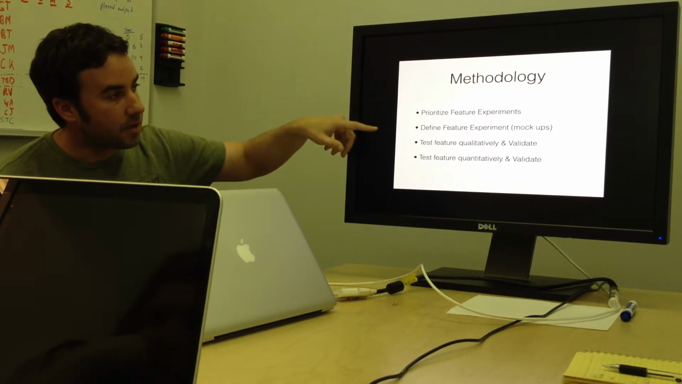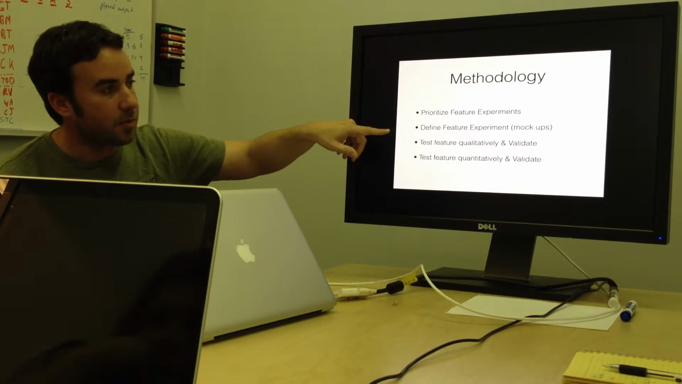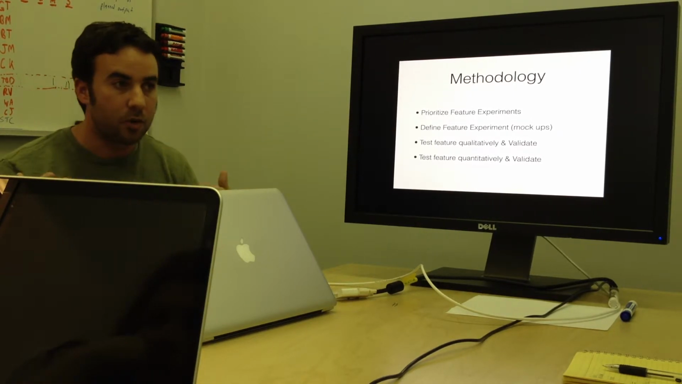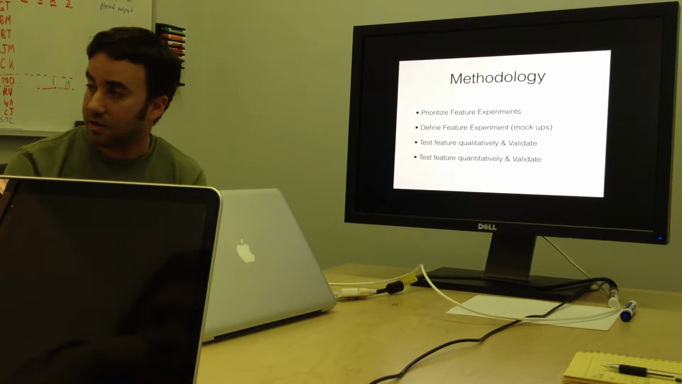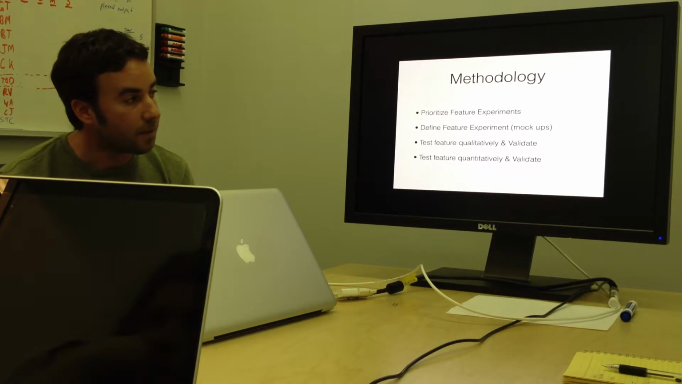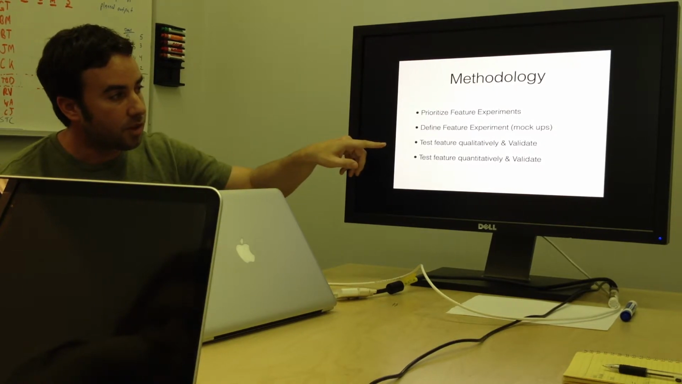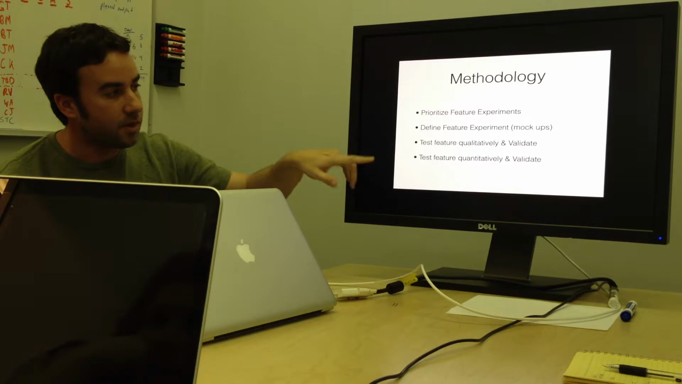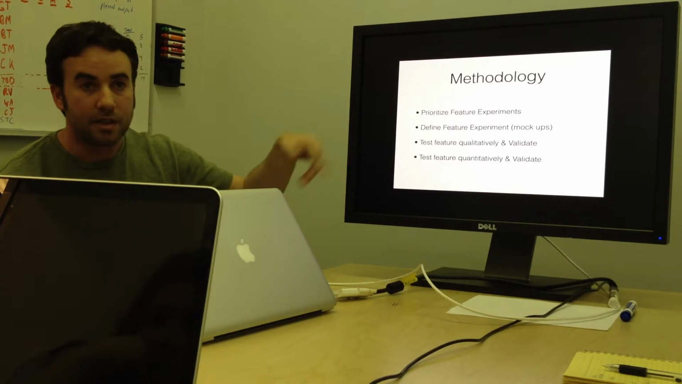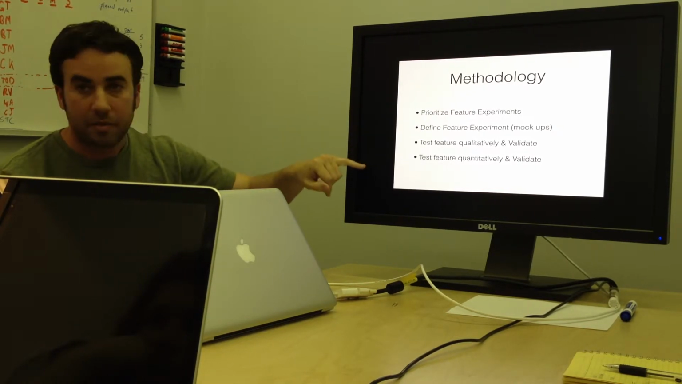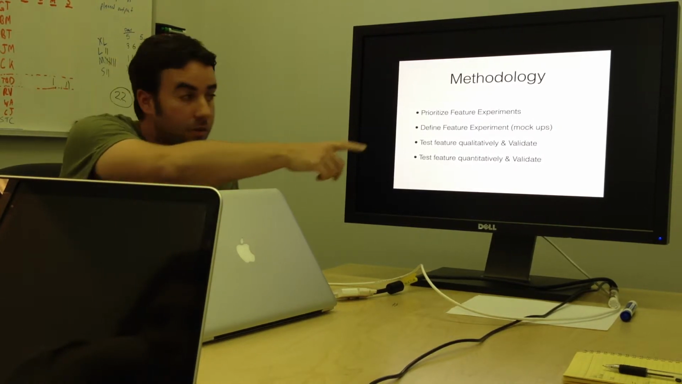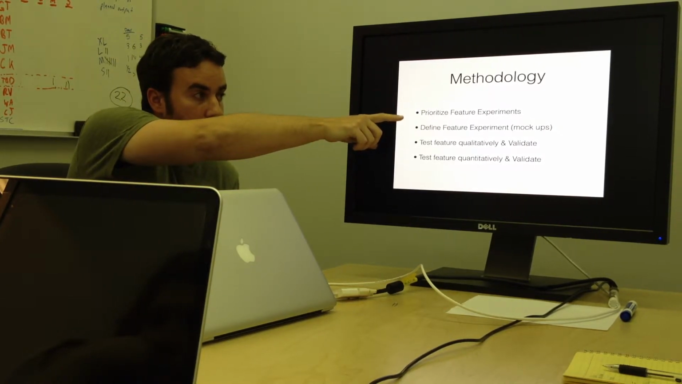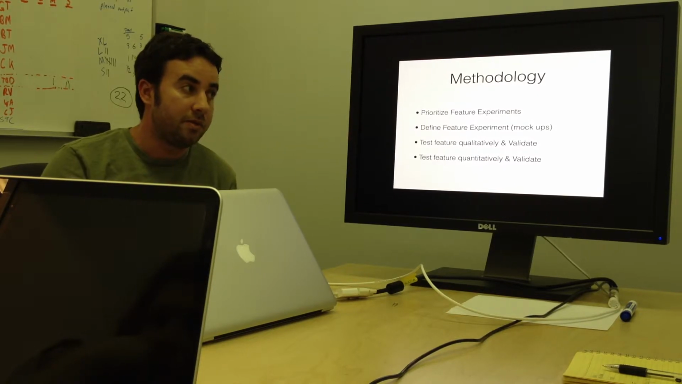So first is prioritization, and then define the feature experiment. Every permutation will have a set of mock-ups that say, from start to finish, this is how the user gets value out of this particular feature set. Then we'll test the feature qualitatively, validate, then test the feature quantitatively and validate, and repeat as necessary. So going back to the beta release that we're talking about, this is exactly what we're going to do. We're going to hone down on the feature sets that relate to investors.